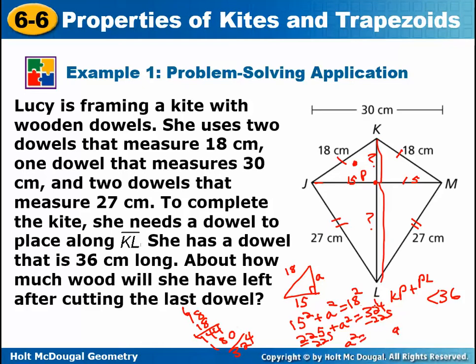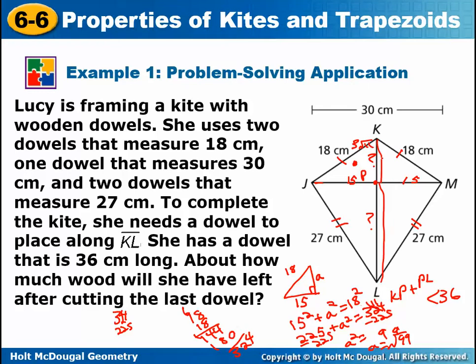324 minus 225 is 99. So A is equal to the square root of 99, which is 3 times the square root of 11. I don't know if we need to know that. I guess we kind of do. And then this is 3 square root of 11. We should have that as a decimal.